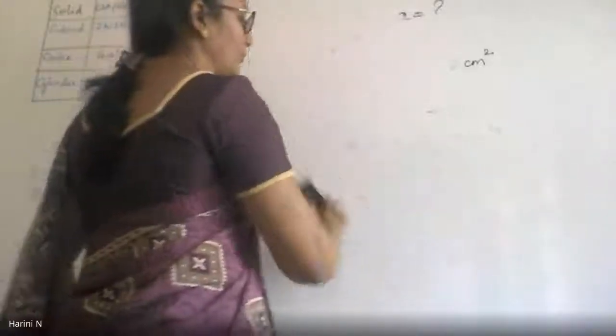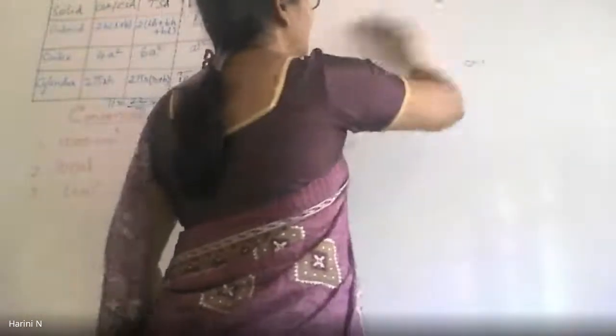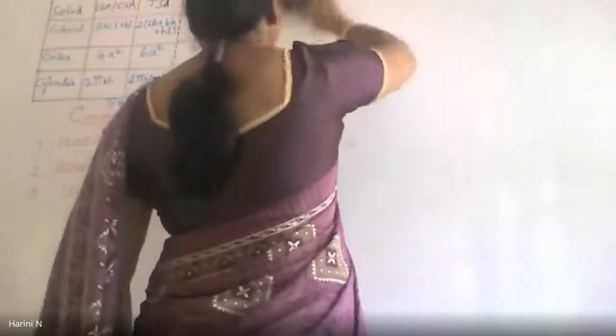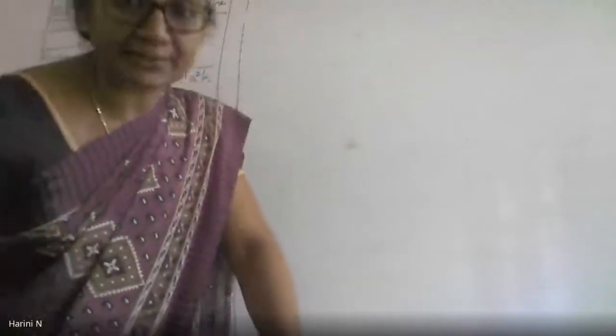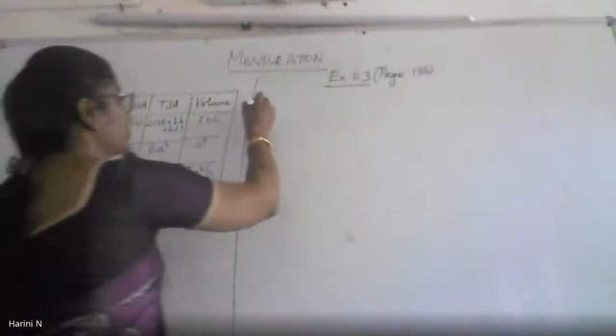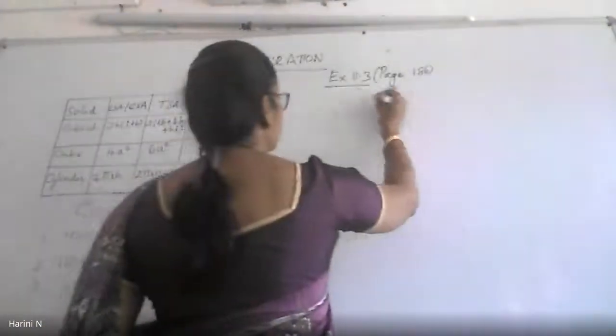Look at the seventh problem. We are talking about a different solid now. Try to identify what the solid is. We are talking about a closed cylindrical tank of radius 7 meters and height 3 meters, made from a sheet of metal. So we are making a cylindrical tank. First, let us imagine how the tank is going to look.